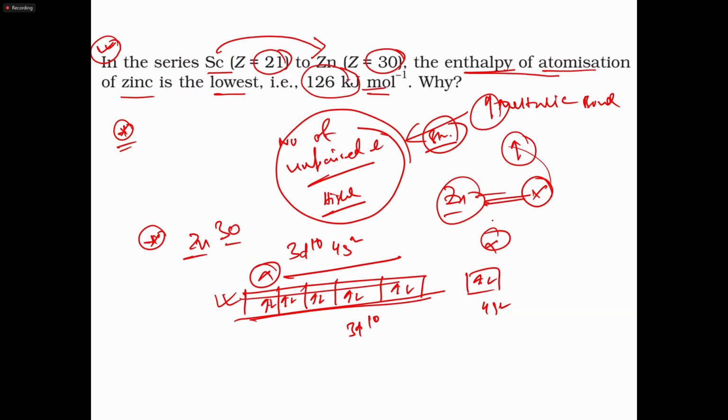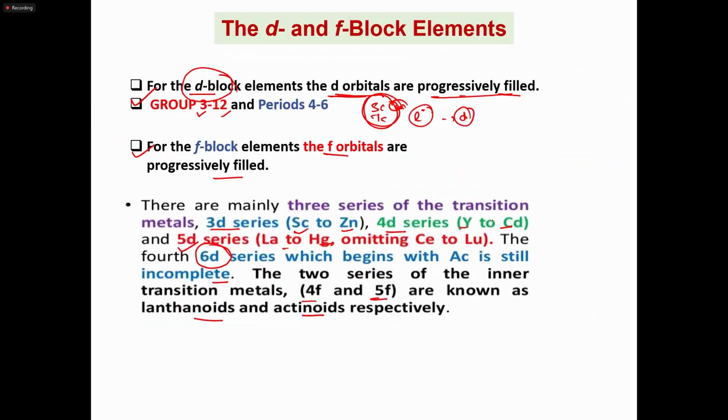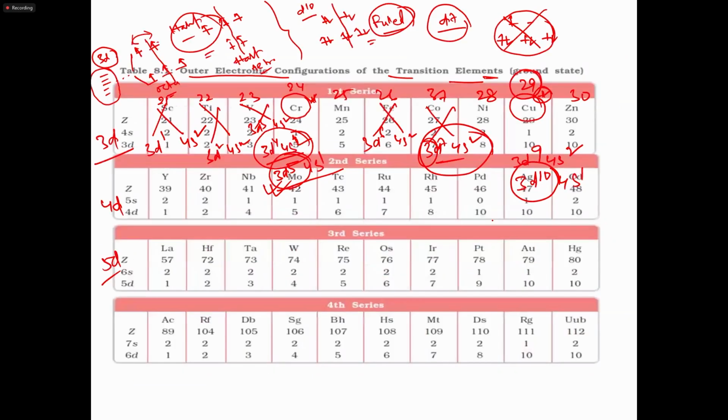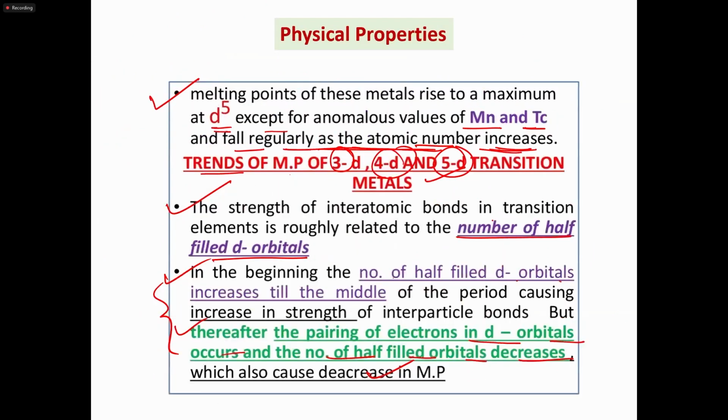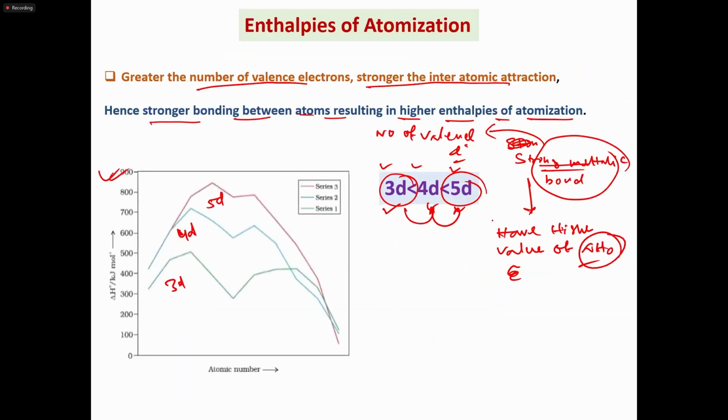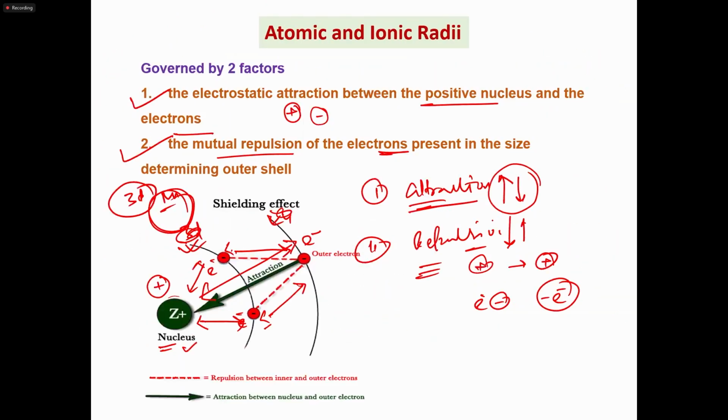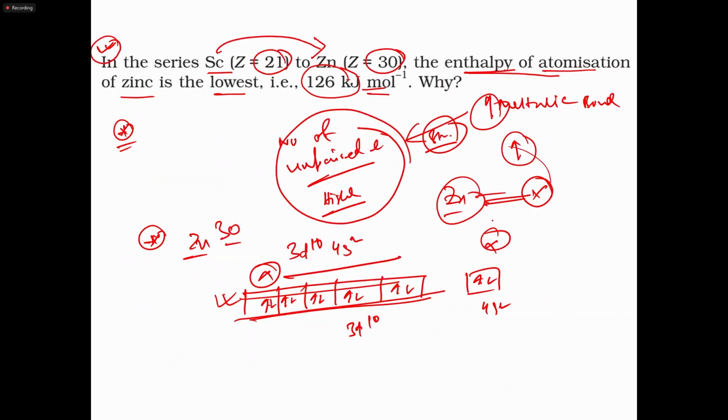So in this class, what I have taught is, first of all, the d block and f block element positions, and I have taught about the physical properties of melting points, the enthalpy of atomization, and atomic radii. Another is the lanthanide contraction.